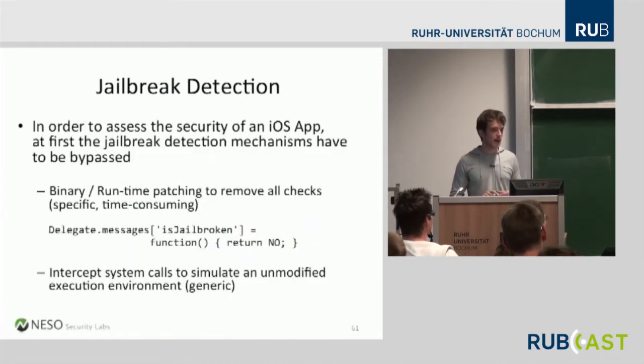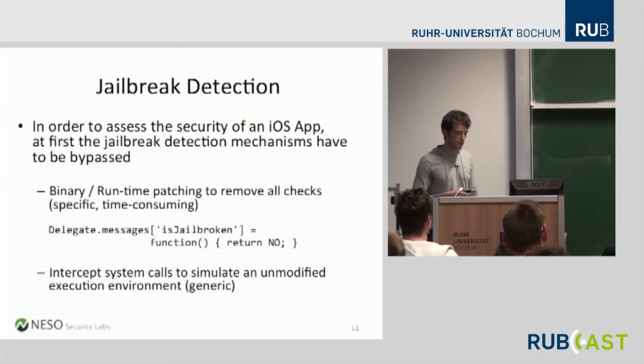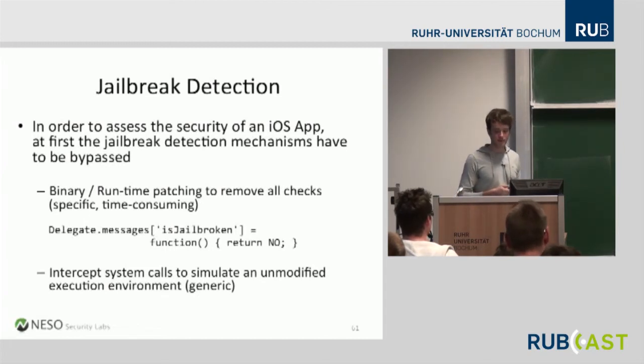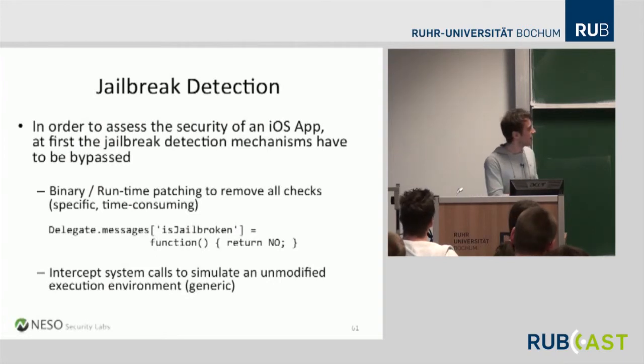Since we are testing apps on jailbroken devices, we need to bypass those checks to begin our assessment. For this, we could either patch an app binary offline or at runtime. One of the most basic and simplest checks to bypass are Objective-C methods like this. You can spot this very often in apps.